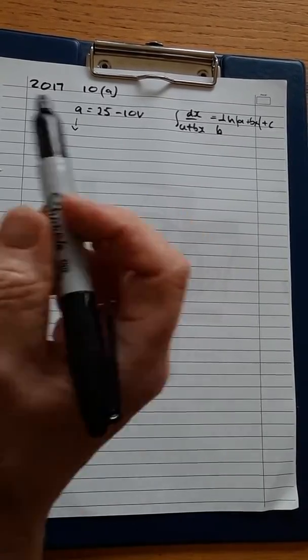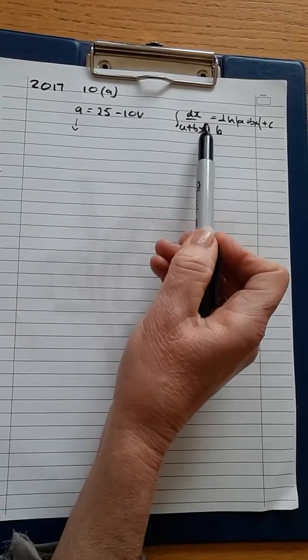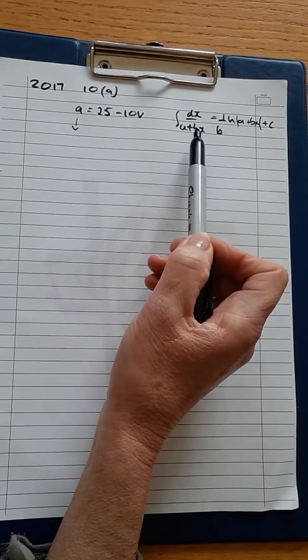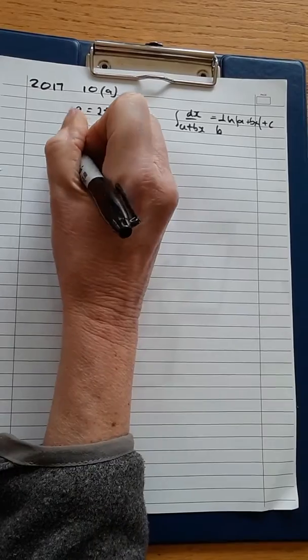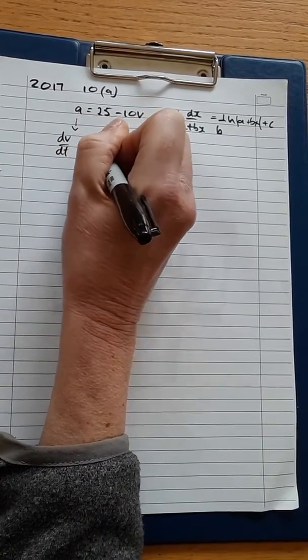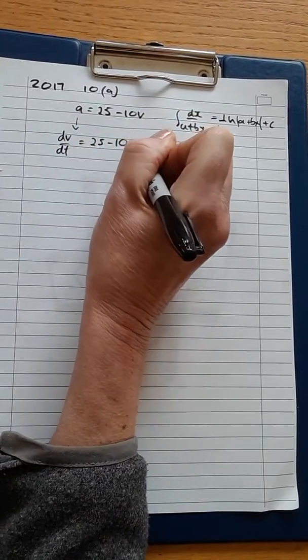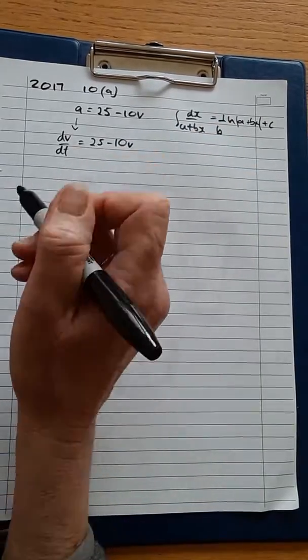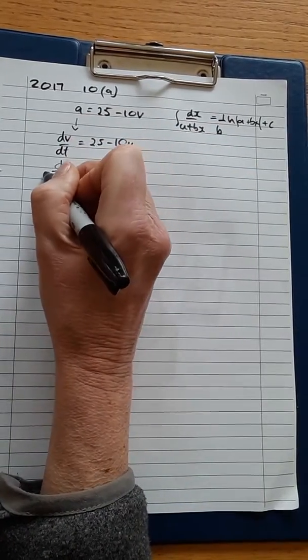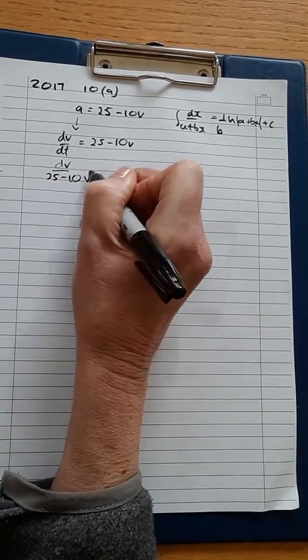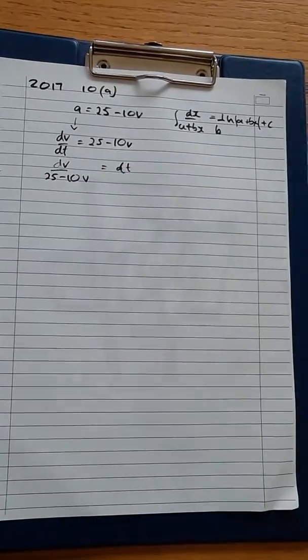Now, you've got to find the velocity in terms of t, which means I've got to change this acceleration to either dv dt or v dv dx or v dv ds. I'm saying dv dt this time because these are in terms of that. So I'm going to change this to dv dt. dv dt is equal to 25 minus 10v. I'll separate the variables. dv over 25 minus 10v is equal to dt.